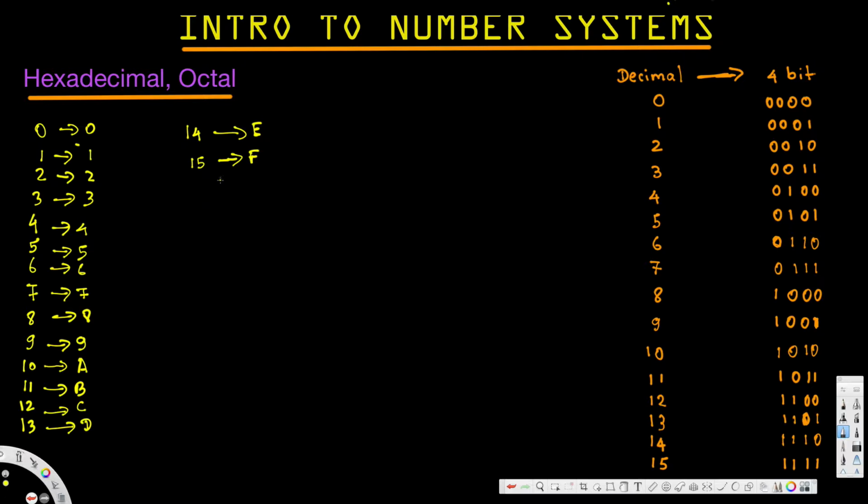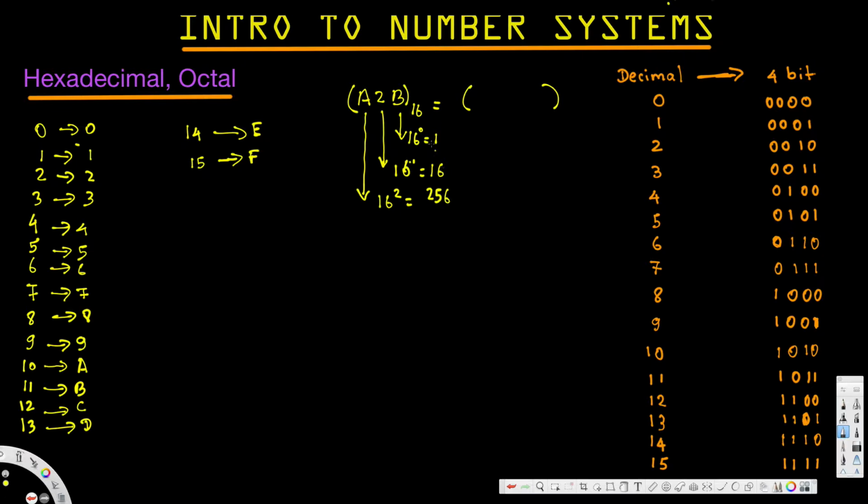Okay, now let's see some conversions. Let's see how we can convert this A2B from base 16 to base 10. We look at the position: the first position is always power 0, so 16 power 0 is equal to 1, the second position is 16 power 1, that's equal to 16, and the third position is 16 power 2, and that is equal to 256.